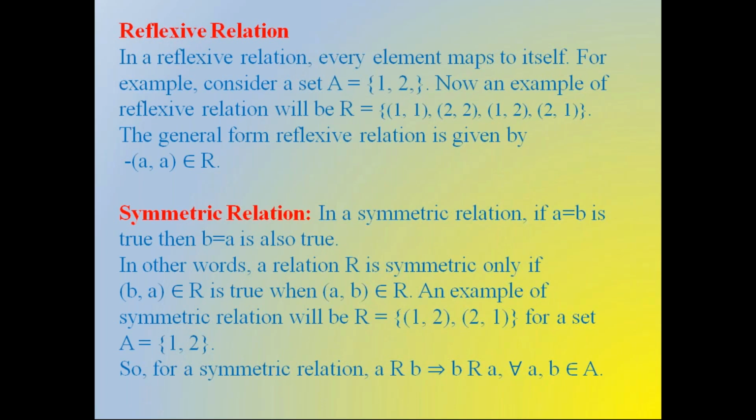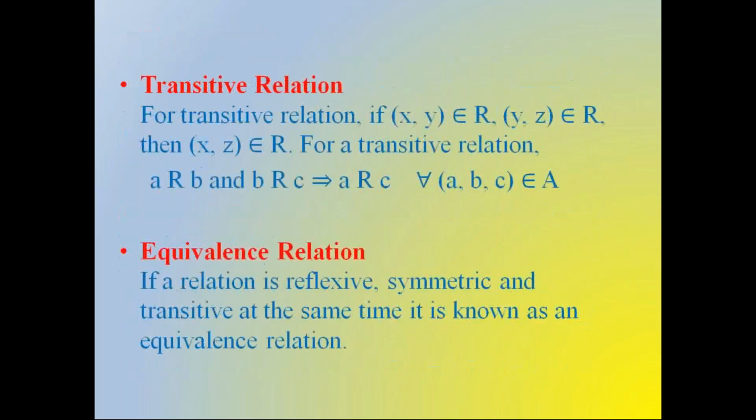So if you have seen the mirror, whatever appears, you can see it in the mirror. (1, 2): its symmetric relation is (2, 1). So in this set A equal to {1, 2}, we are having (1, 2) and (2, 1) appearing in capital R. Therefore, the symmetric relation is satisfied. And the fifth one is transitive relation.